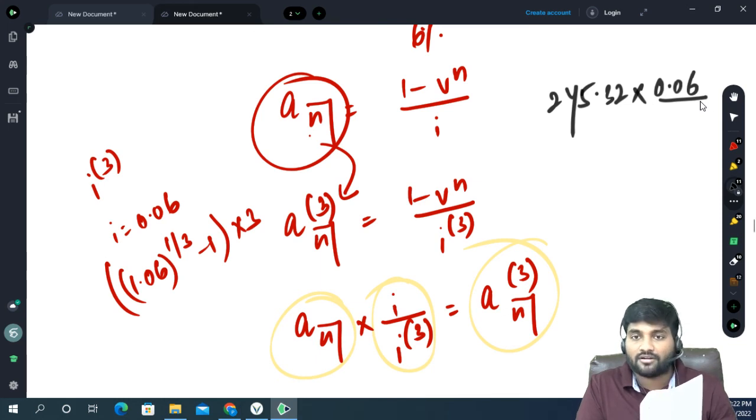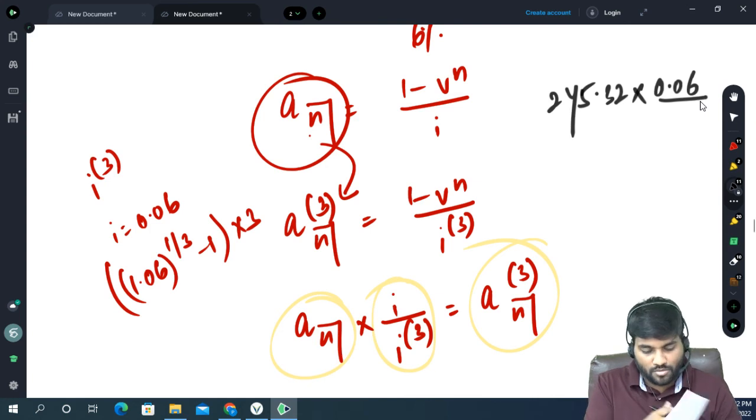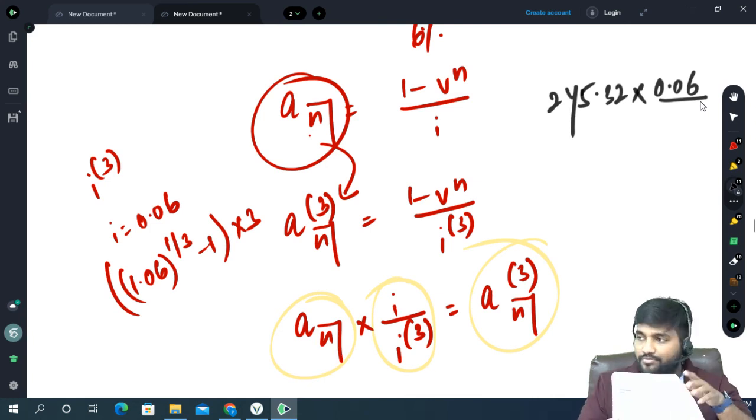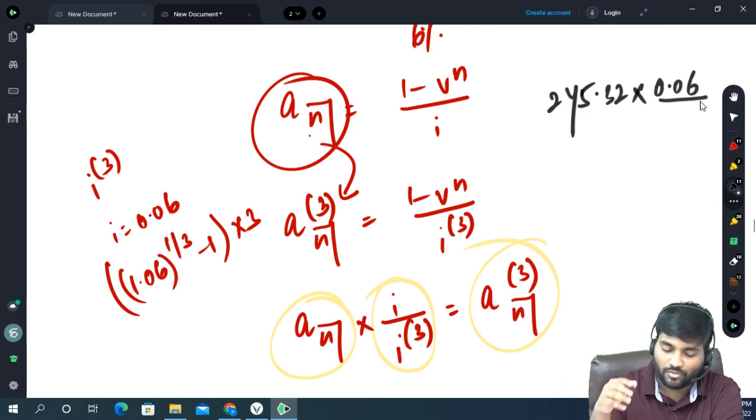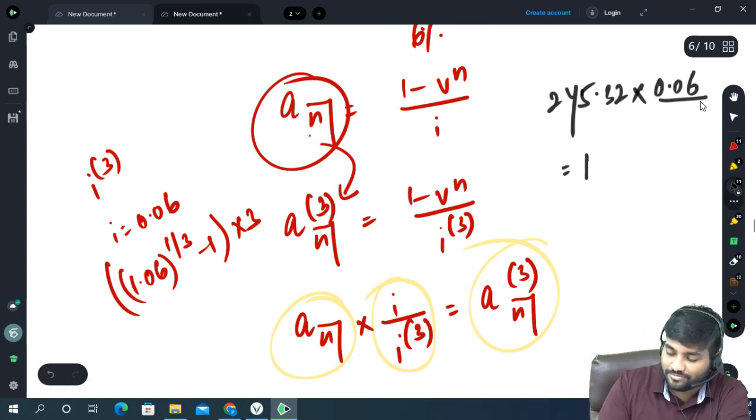245 into 0.06, divided by i(3). So this is question number 33. Previously, the payment was made annually in arrear. Now, they are saying the payment is being made 4-monthly. So it is a-angle-n(3). If you multiply a-angle-n into i by i(3), we get a-angle-n(3). So what is the final answer? Please tell and check.